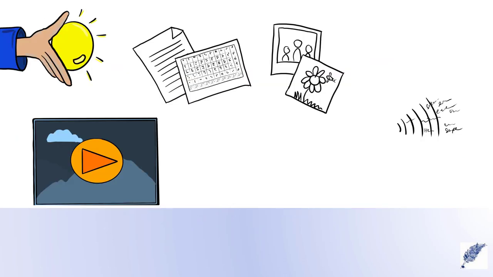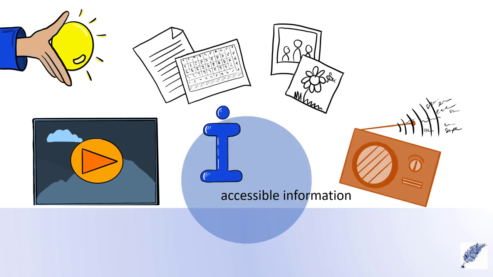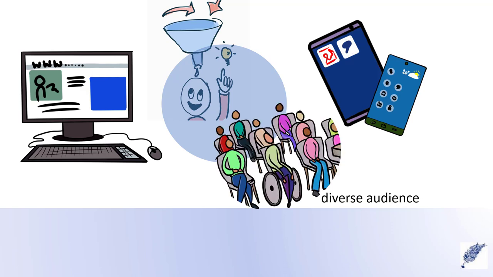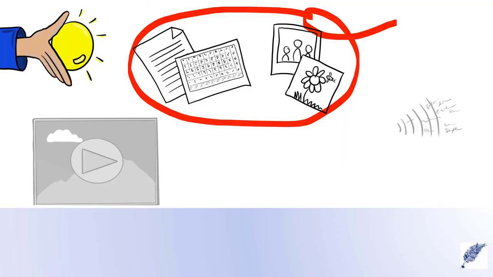We also want to give you some ideas on accessibility of video and audio broadcast, print and pictures. You will receive basic information on how computers, internet or social media are being used by a diverse audience. This video will focus on print and pictures.